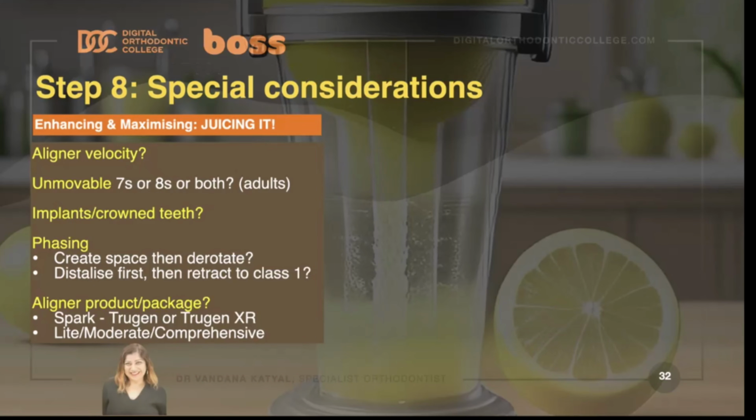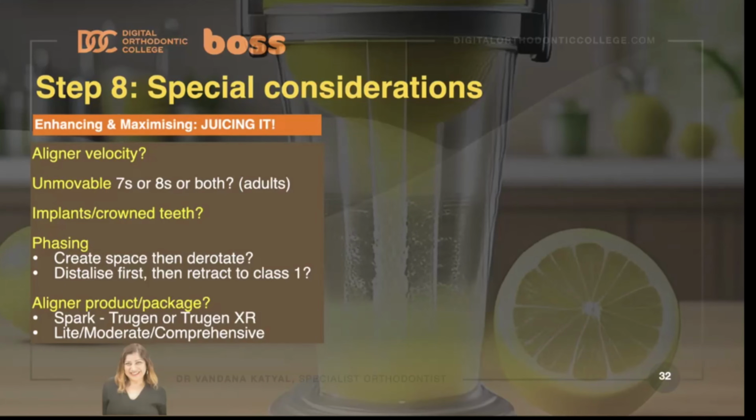Which teeth are unmovable? If you have third molars present in the arch in an adult, I highly recommend to make them unmovable. Are they implants, crown teeth? Can we move them? What about phasing? Should we have to consider first creating space, then derotating, as in case of butterfly incisors? Or should we distalize first and then retract our overjet into a class 1? So these are, again, questions you've got to pose for yourself in each case.